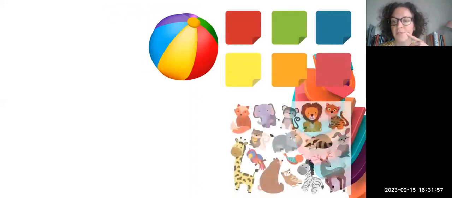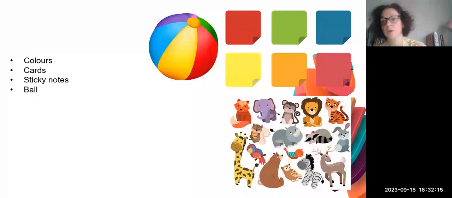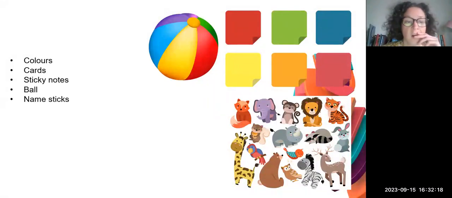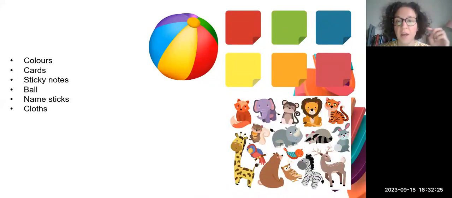And you can have different classroom management helpers. Like you can use colors to regroup students. You can use cards, sticky notes, a ball or a toy for students to talk to each other only when you have this ball tossed. Some name sticks, as I showed you before. You can have a specific cloth, like those who are under the cover are not speaking, but those are speaking, or it depends on how you use it.